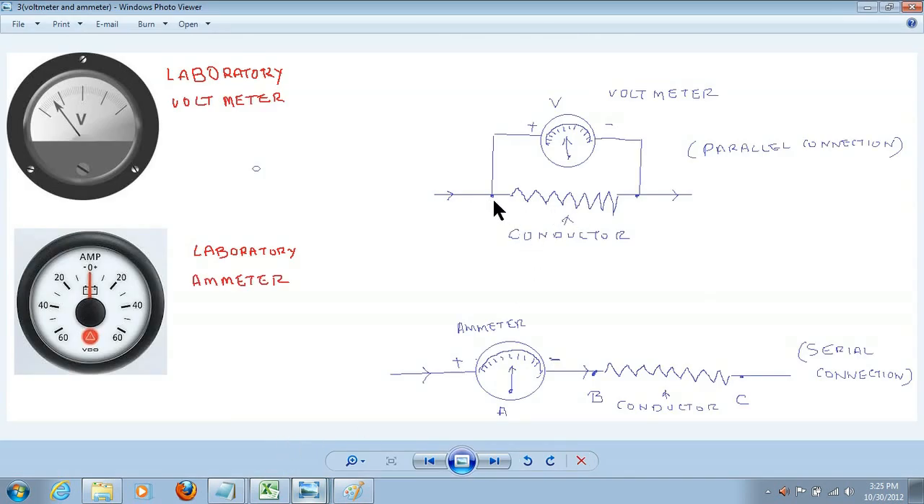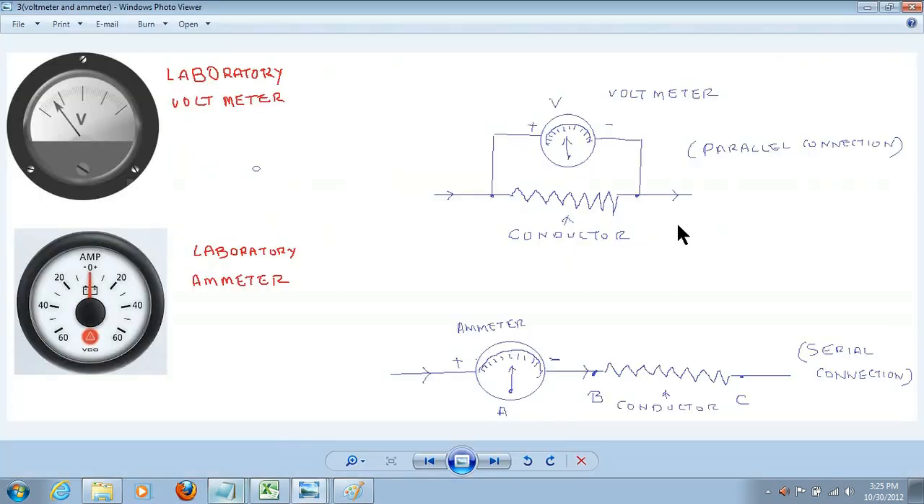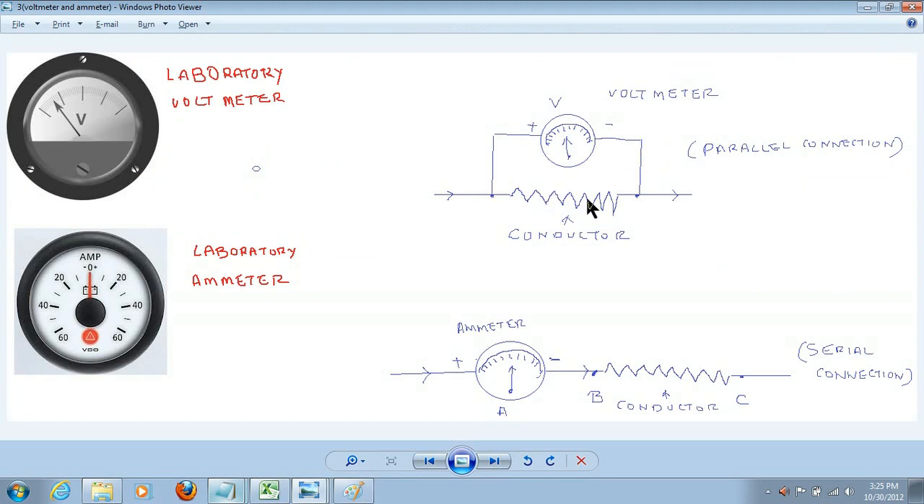Now if we have to measure the potential difference across 2 points, I am showing this zigzag as a conductor. It can be anything: an electric lamp, an electric iron, any electric equipment. If I want to measure the potential difference across 2 points, I have to connect this voltmeter parallel to this conductor. Why parallel? First of all, any voltmeter will have a very high resistance. If the resistance is very high, the electric current will not pass through it. Electric current will try to pass through the route where the resistance is very low. So electric current will not pass through the voltmeter, and we can get the exact potential difference across these 2 points, the left and right point.